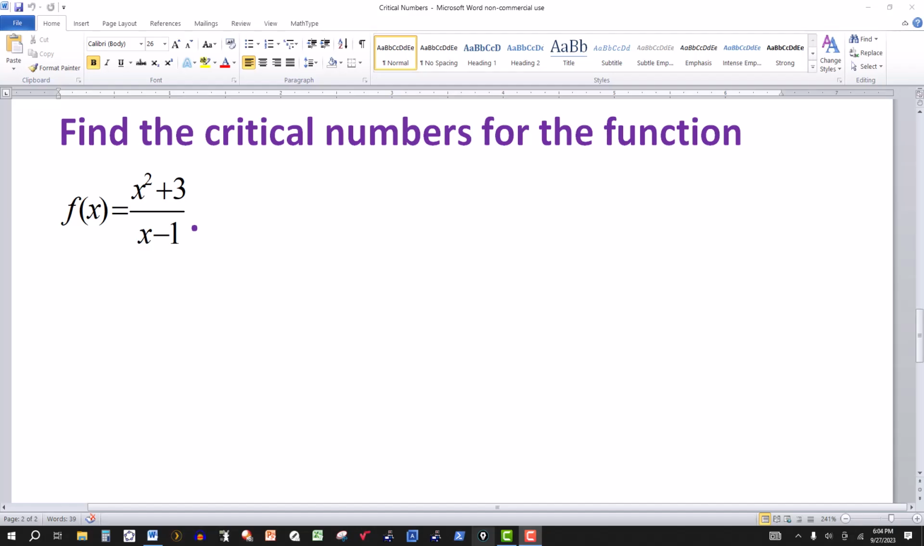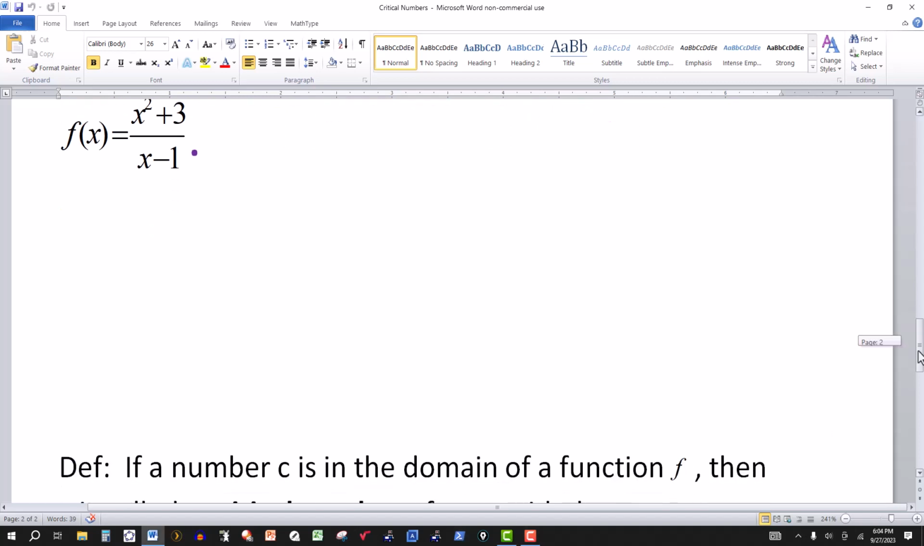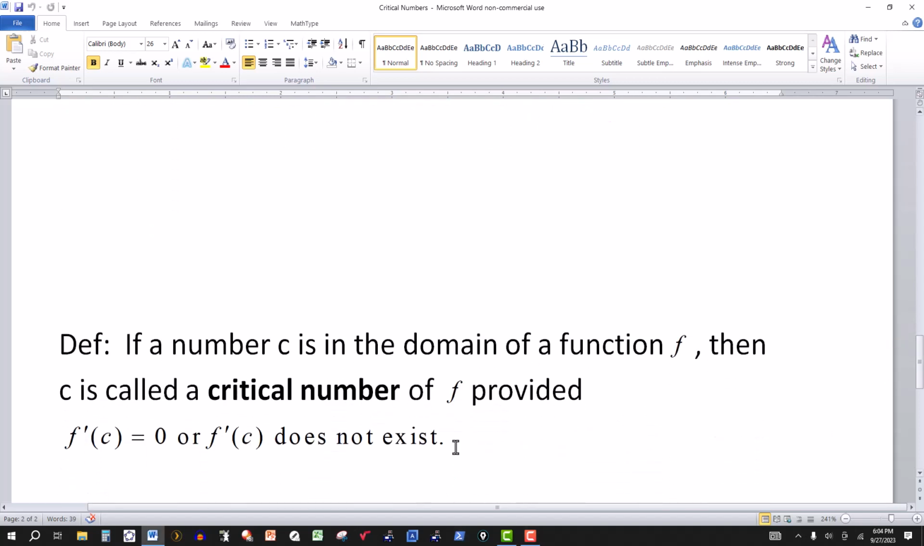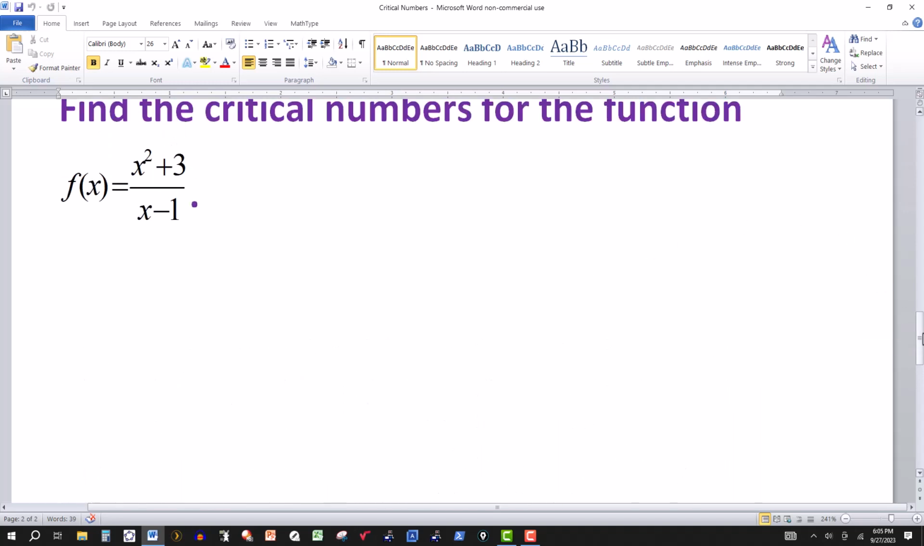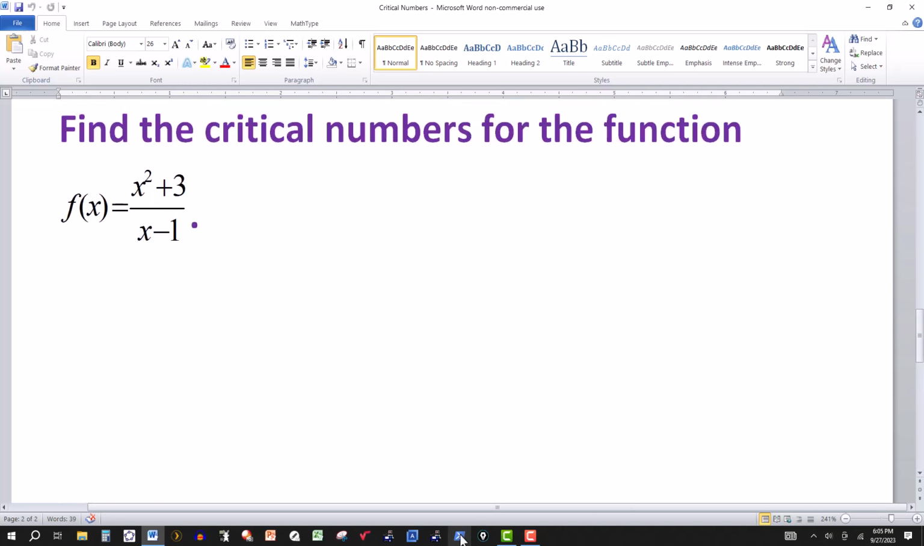In this video, we want to find the critical numbers for this given function here. And just to review, here's your definition. If a number c is in the domain of a function f, then c is called a critical number of f, provided the derivative at c is equal to 0 or does not exist. So note, c has to be in the domain of the function. So all we really need to do to start off is compute the derivative of this function.